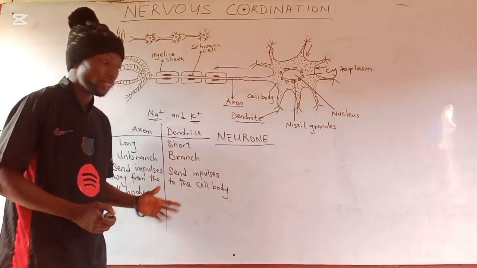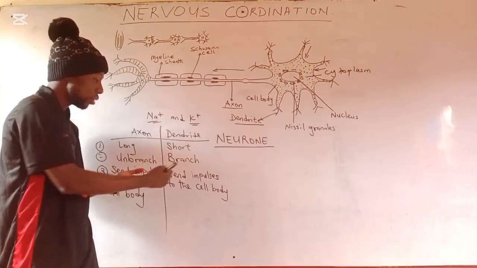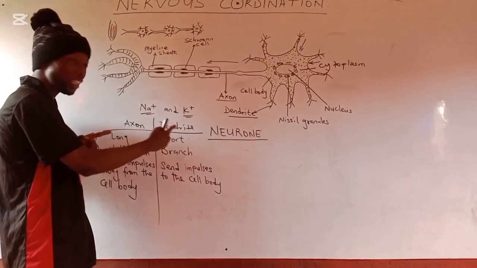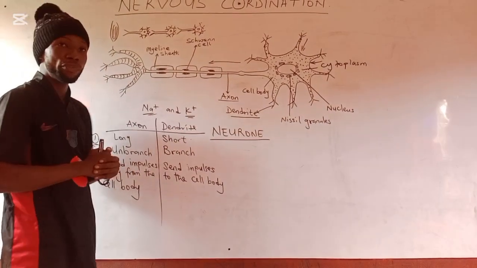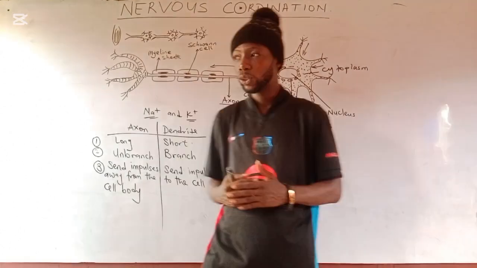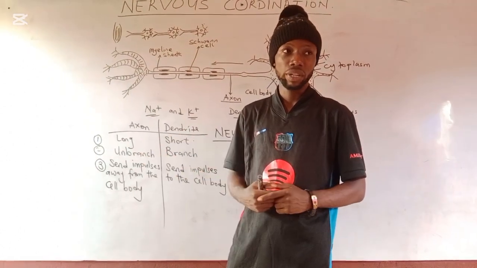This impulse means information. They send information or signals to the cell body, that's the dendrites. Then axons send the impulses away from the cell body. These are the differences between the dendrites and axon. Is that okay?